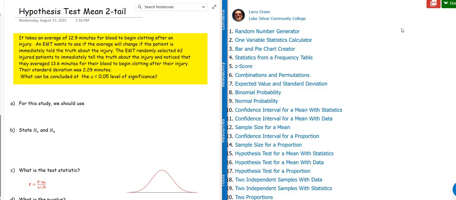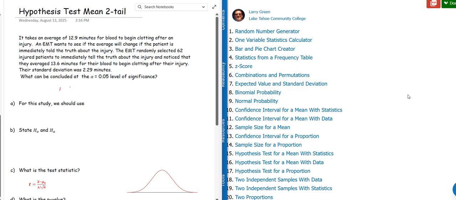The EMT randomly selected 62 injured patients to immediately tell the truth about the injury and noticed they averaged 13.6 minutes clotting time with standard deviation 2.29. So what can we conclude at alpha equals 0.05 significance? So let's write down the information we're given.